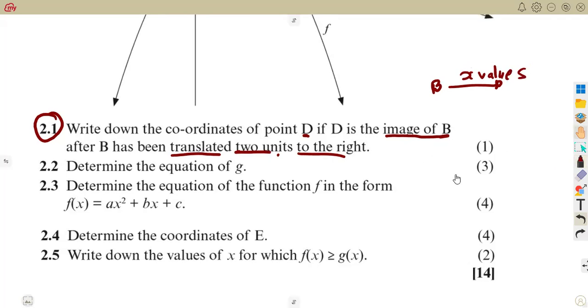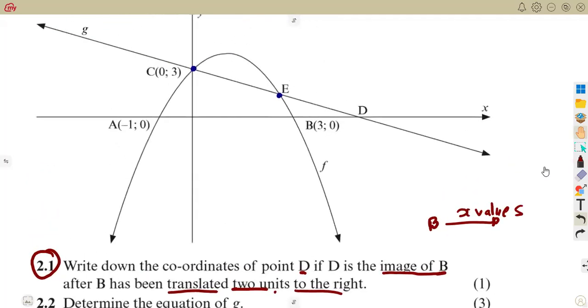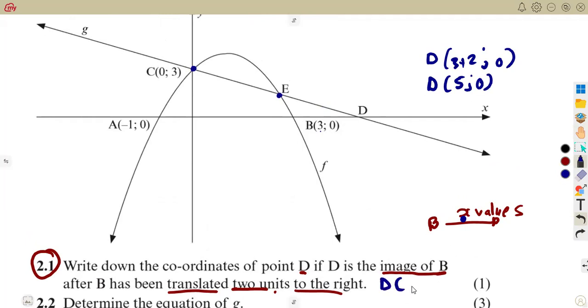So let us consider. They are saying we moved the point B to get the point D. We moved 2 units, so it is like 1, 2. And I said it is the x values which are affected, so you simply have to add. So the point D is going to be 3 plus 2. The y value remains as it is. So 3 plus 2, that's a 5. So that's our point D.